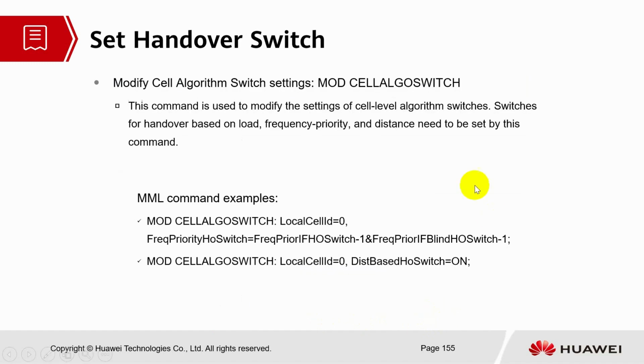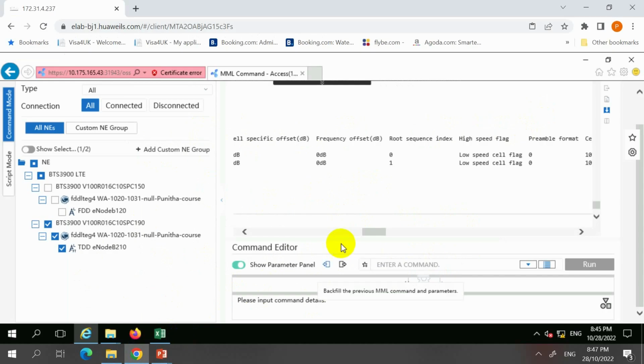So let's look into the commands. SET HANDOVERSWITCH modifies the cell algorithm. This command modifies the settings of the cell-level algorithm switch, including the switches for handover based on load, frequency priority, and distance. When you modify, you can see this algorithm switch is based on distance or frequency or probably blind handover, etc. So let's look into this command. I'm going to list the cell algo switch.